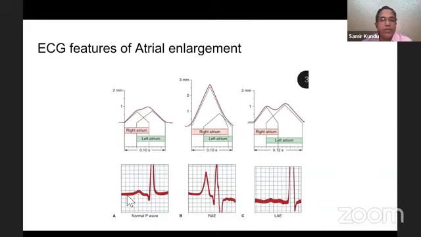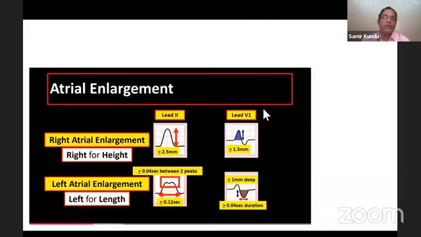So this is the normal P wave. This is the P pulmonale. This is the P mitrale, or left atrial enlargement. So it is very easy to memorize: right for height and left for length.